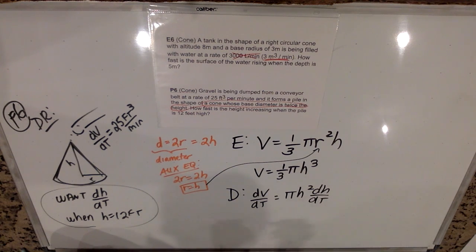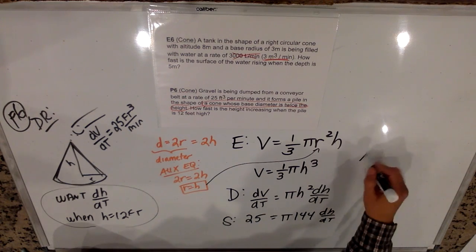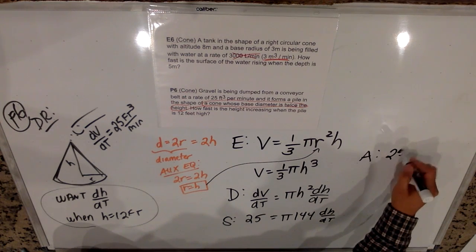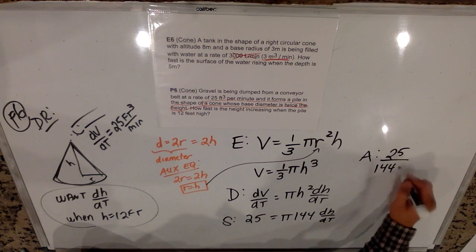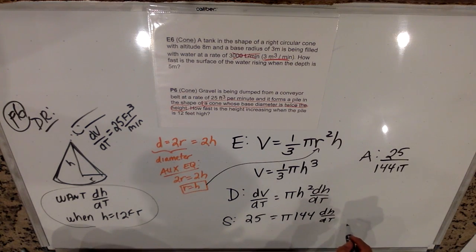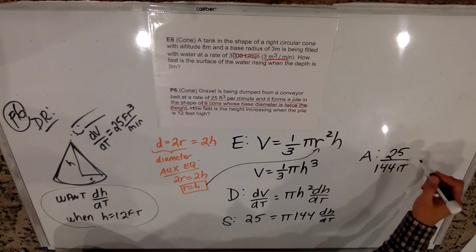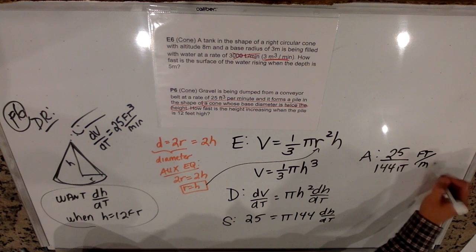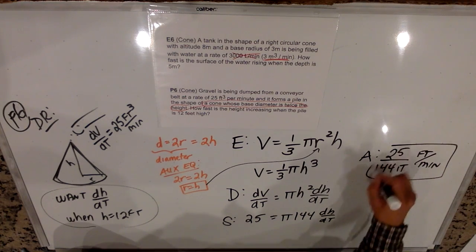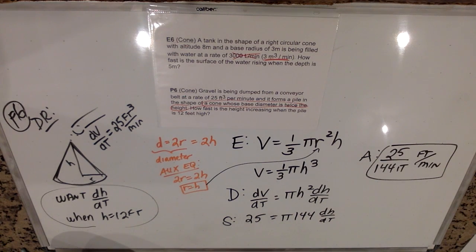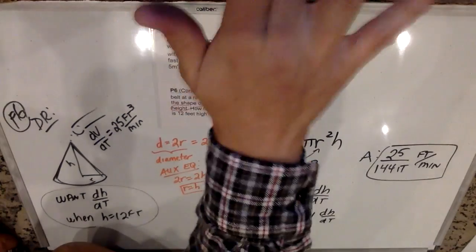And I know all of these things, right? I know that dV/dt is 25. Pi h squared would be 12 squared, so it's 144 pi, and then dh/dt. So I just divide by the 144 pi, and I get that my answer is 25 over 144 pi. h would be measured in feet in this problem, and time is in minutes, so feet per minute. That's my answer. Okay, cool. So that's our P6 and E6.